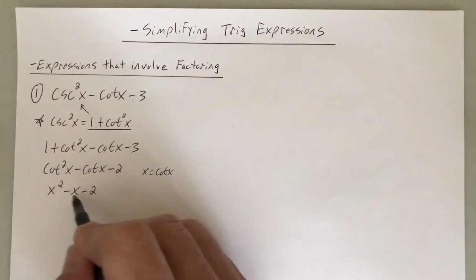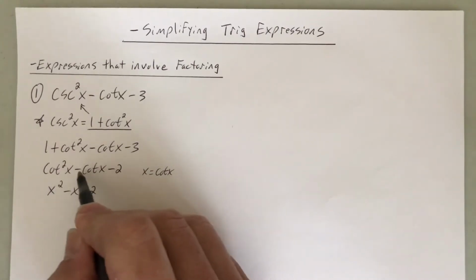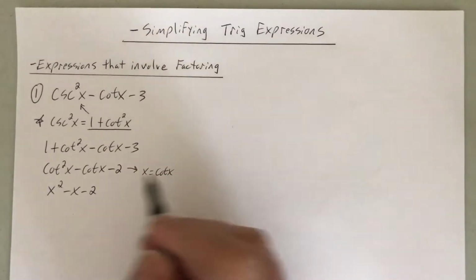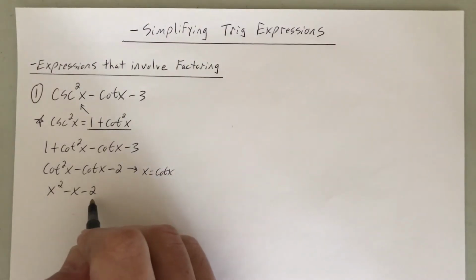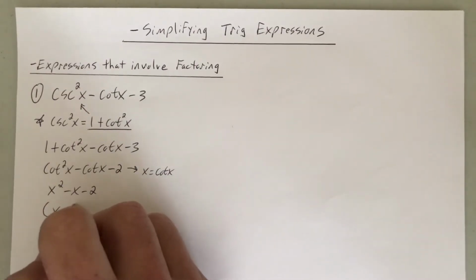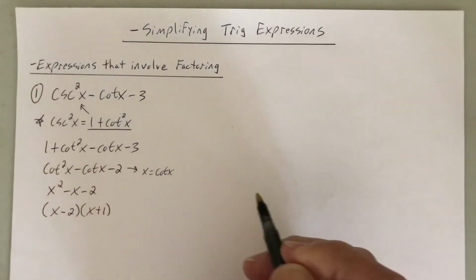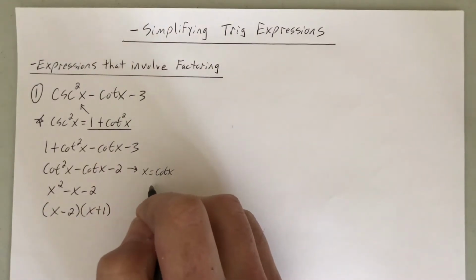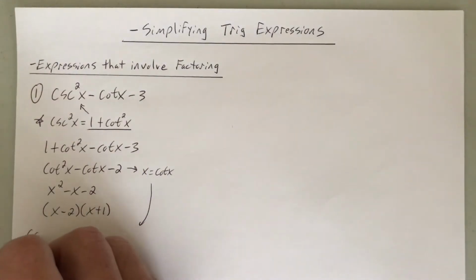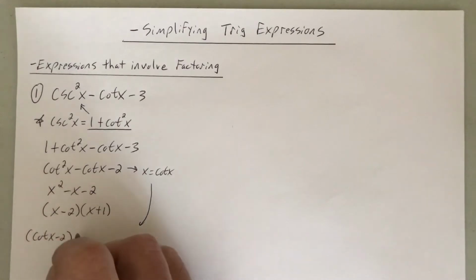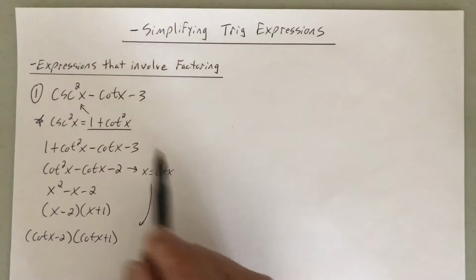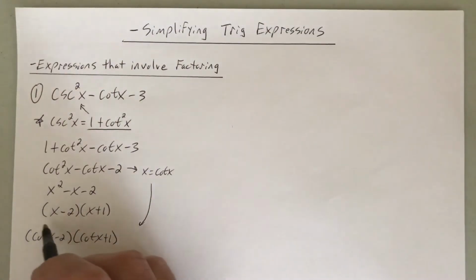Some students find it easier to factor this way than having the trig functions involved in here. It doesn't really make a difference. So if I do this little substitution here, and then I factor x squared minus x minus 2, that is going to give me x minus 2 times x plus 1. And then you can go ahead and replace your x with cotangent x, so you would get cotangent x minus 2 times cotangent x plus 1, and then that is simplified by factoring right here.